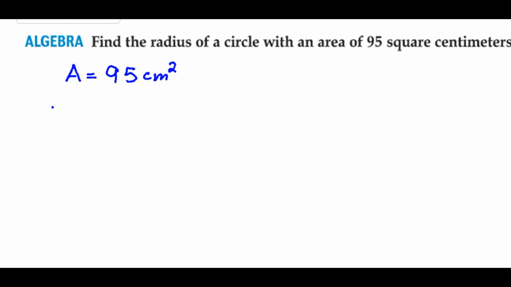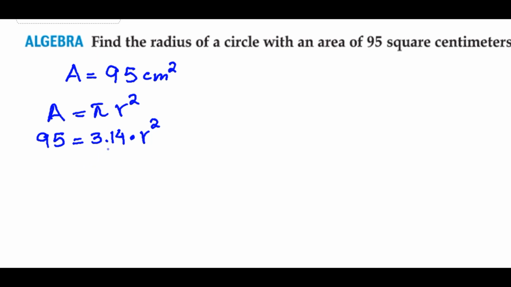And write the formula. A equals pi r squared. In this example I'm going to use 3.14 for pi, so you know how to use both ways. So 3.14, that's what we know, and we know A is equal to 95. So substitute the value of A. Now we just need to solve this equation. We have an equation with the value of pi and the value of area. We need to find r.